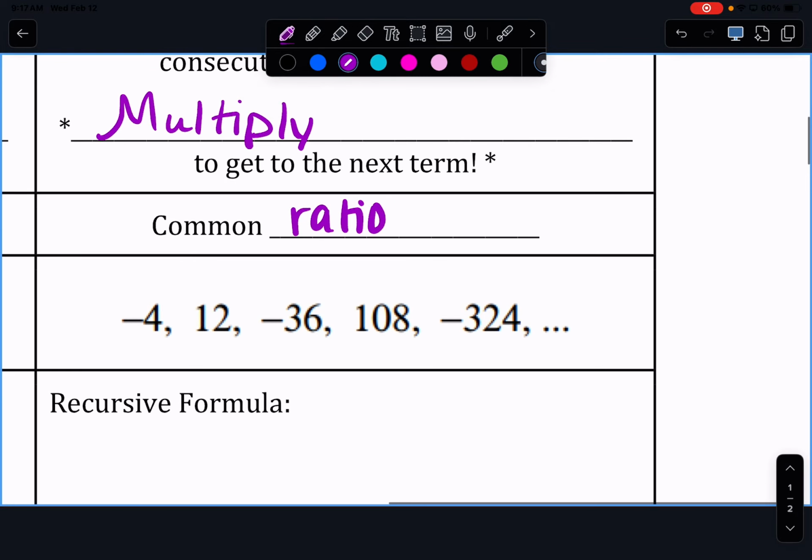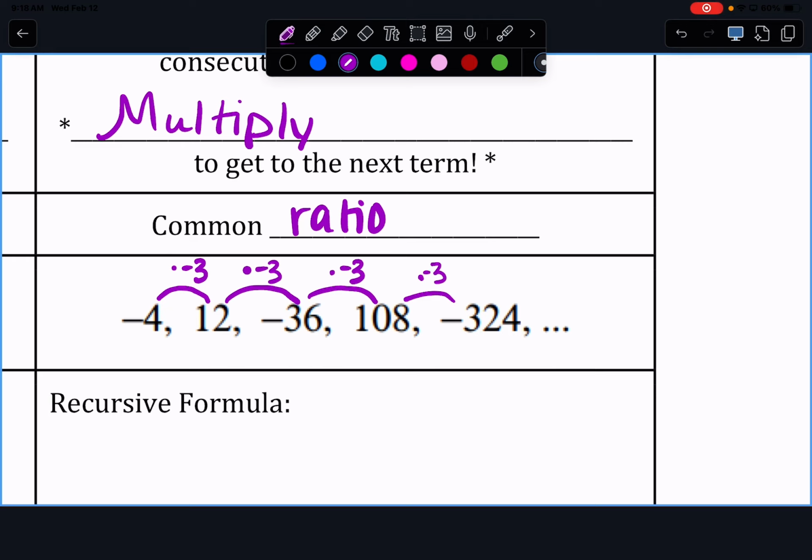In this sequence, what do I need to multiply -4 by to go to 12? -3. What do I need to multiply 12 by to go to -36? Same thing. So what would your common ratio be for this problem? -3. Okay. And so again, we have our first term, our second term, our third term, fourth term, fifth term, and then we can go all the way to n.